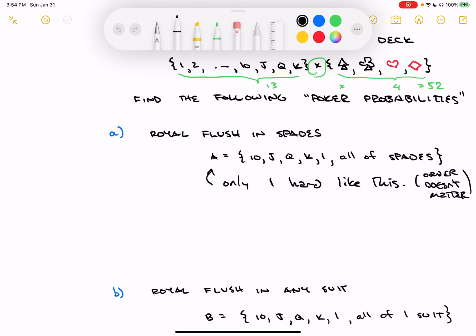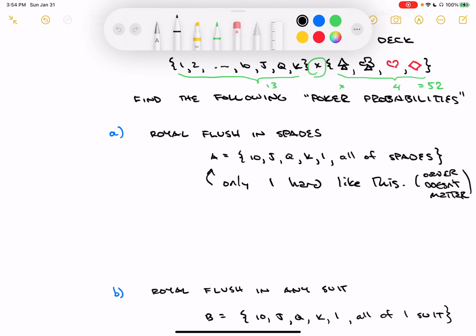There's only one way that when I'm dealt 5 cards I can get exactly those 5 cards listed. If I want the probability of A, then I have to do what? I just need to take that first occurrence, getting that royal flush. There's only one of those that gives me a royal flush in spades. I'm going to take that and divide by the total number of 5-card hands.